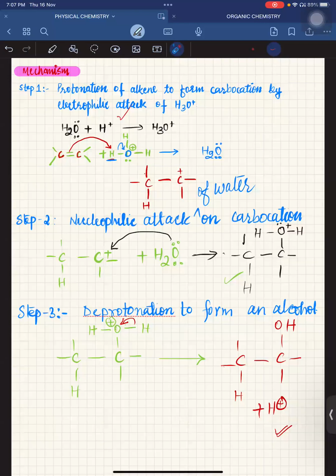And since I told you so many times, whenever in a mechanism you have formation of carbocation, rearrange if possible. I will give some questions on that.